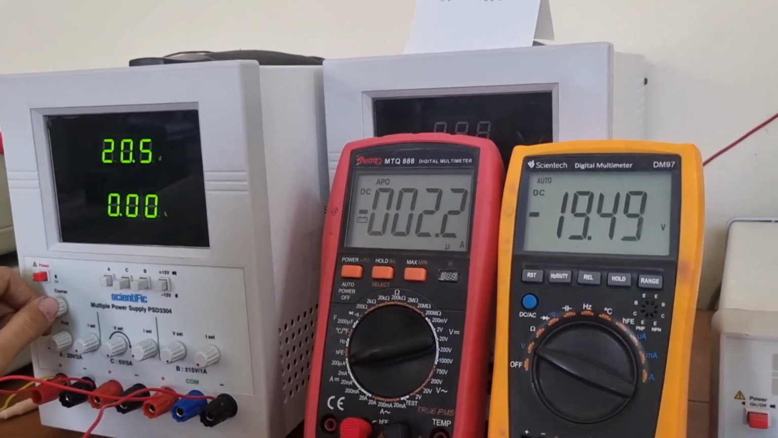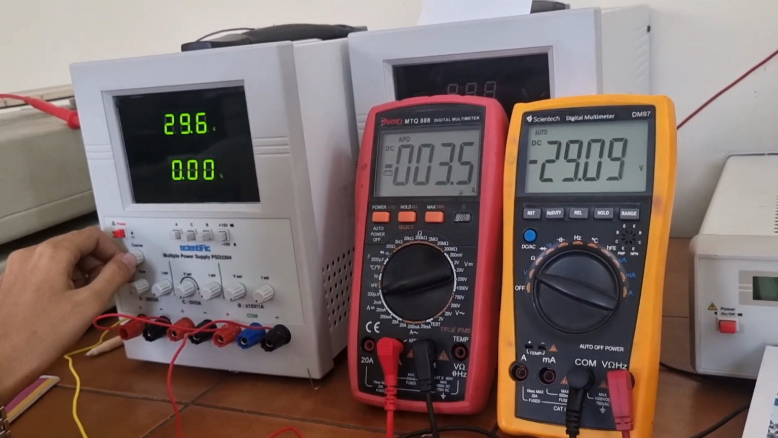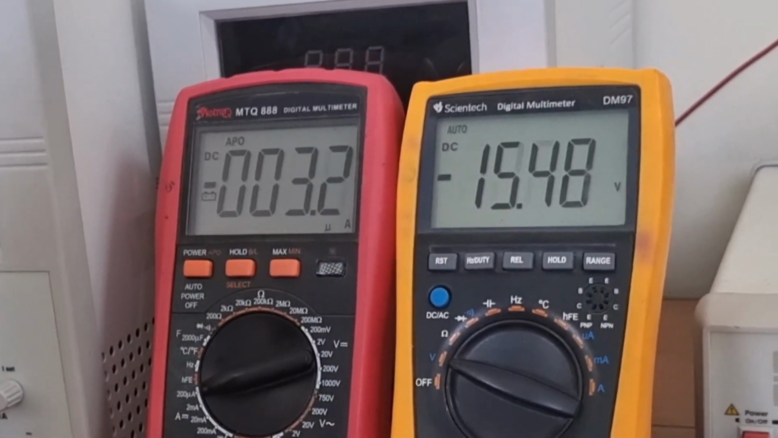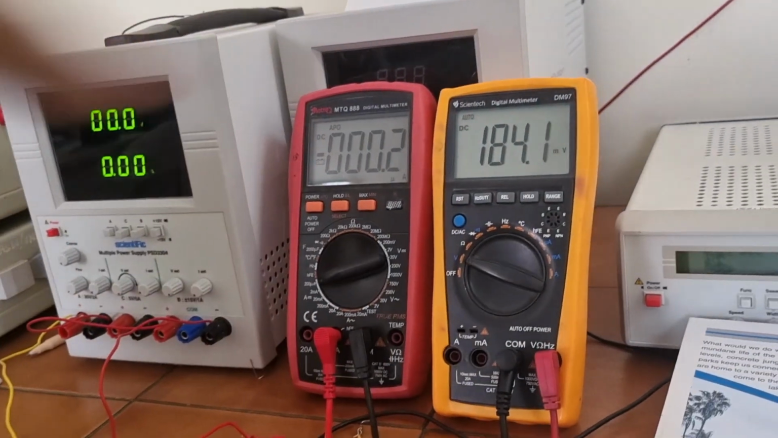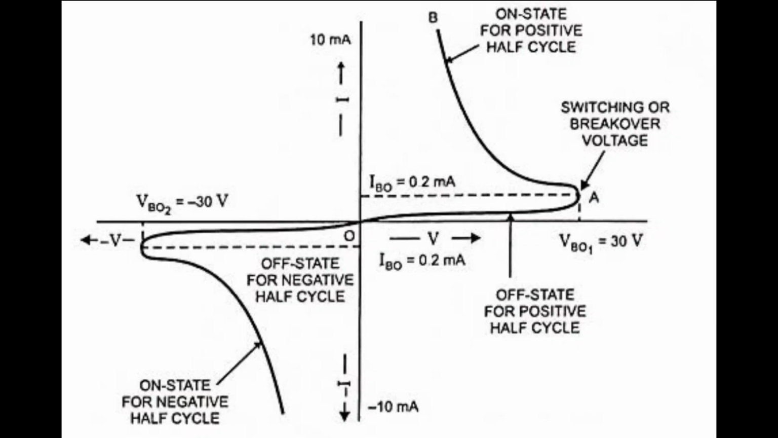And we are increasing the voltage, and from here we can see that 29.07 volts is our triggering point, and if we note the readings, we can plot the graph easily, and hence the IV characteristics of DIAC is being performed.